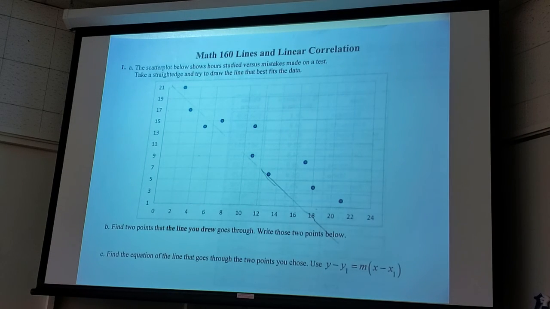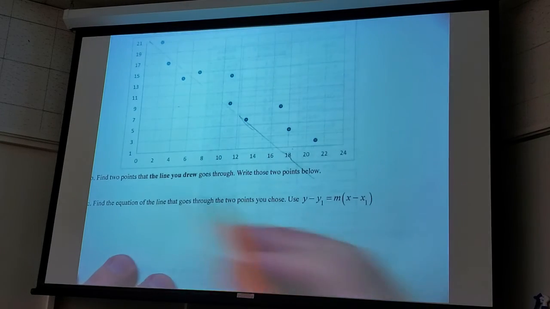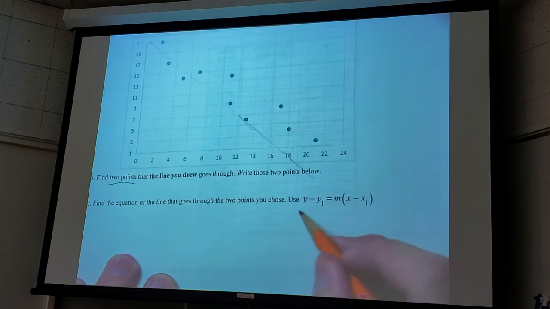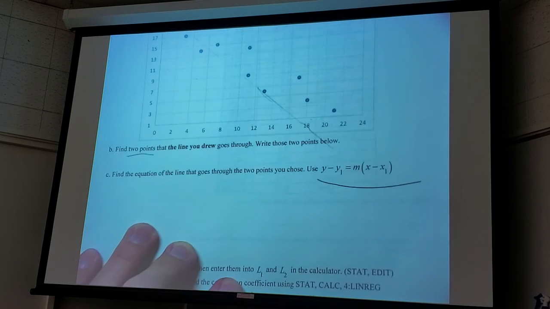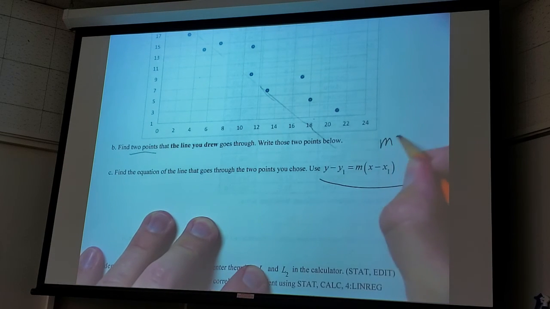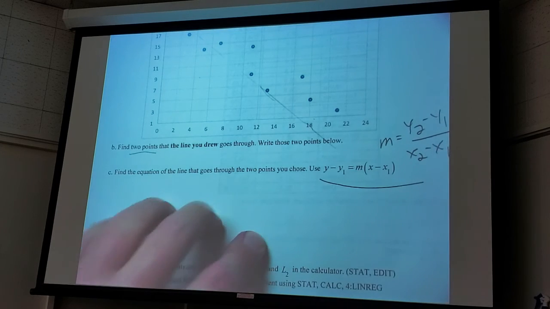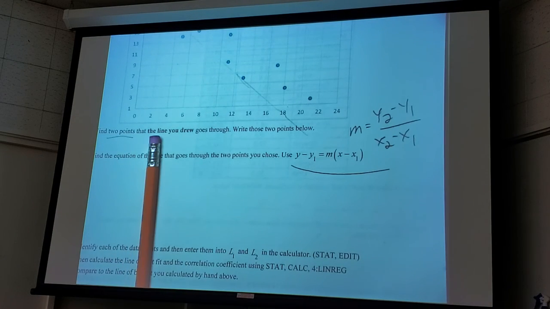Okay, let me give you, oh, and of course, you're gonna find 2 points, and you're gonna do this. Just to remind you, here's the slope equation. You can find the slope, I like it. I'm gonna do it by hand first, and then we're gonna check it with the calculator.